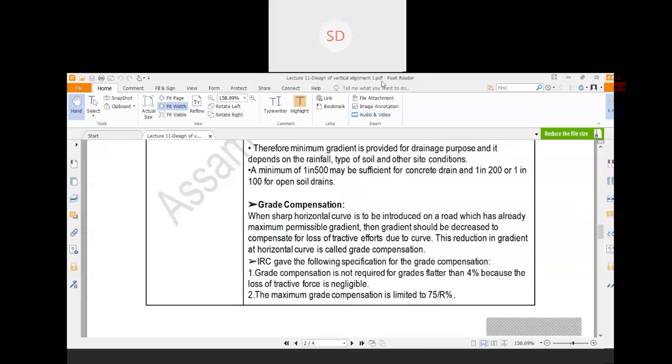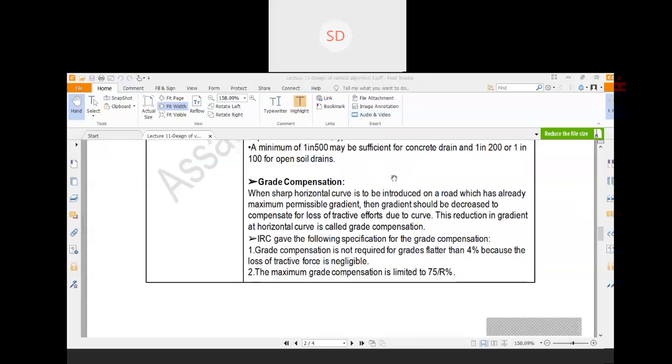Okay. Now the next question is grade compensation. From this name, you can get an idea: we are compensating the grade for some other reason. Now, what are these other causes?